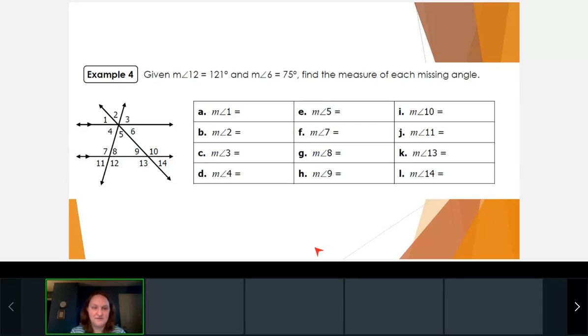I thought we could probably do this one together. All right, let me make my screen as big as I can. Anytime you see a picture that feels a little overwhelming, tell yourself one step at a time. This really isn't difficult, but you just got to do it one step at a time. I think that can be true for just about anything, right? All right, let's look here. The given says the measure of angle 12 equals 121. So I'm going to add 121 degrees to my picture here. And the measure of angle 6 is 75 degrees. Wonderful.